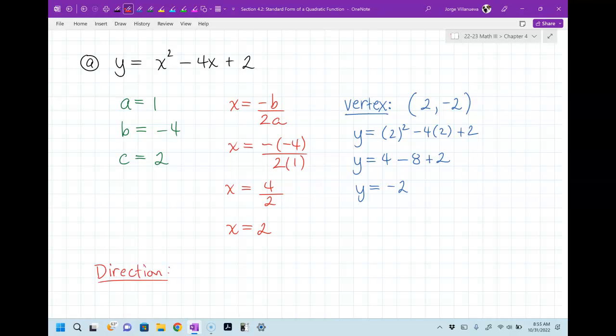Say it again. Well, what's my A term? Is A positive or negative? Positive, so it opens up, right? So it opens up.